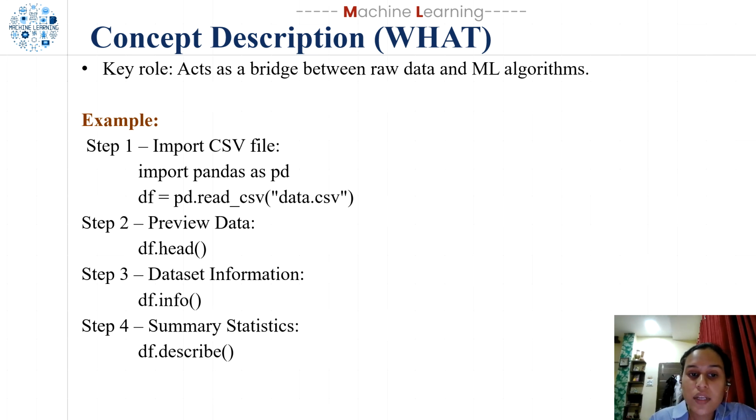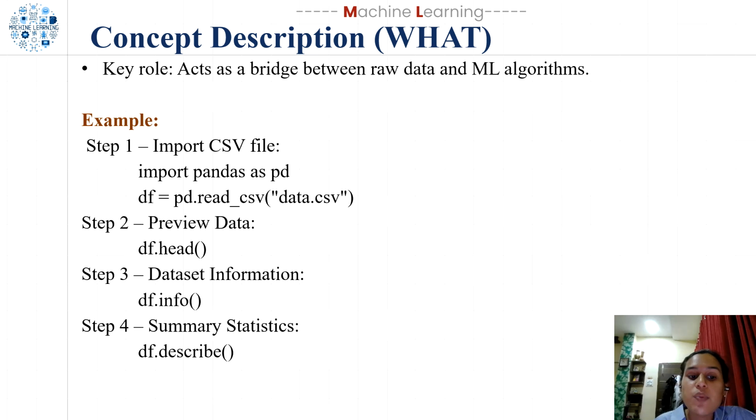Step one is to import a CSV file. We have to load the dataset by importing the file. We use import pandas as pd, which imports the library. Then df = pd.read_csv("data.csv"). In data.csv, we load the data set.